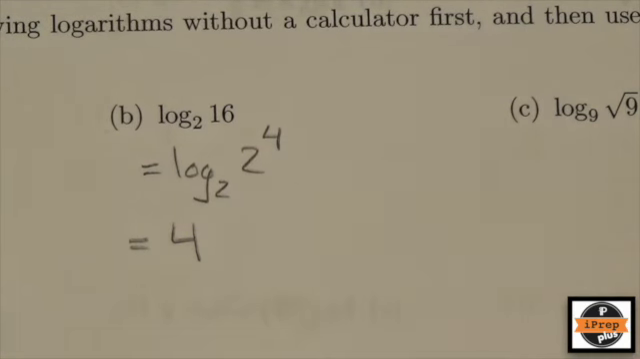Now, there's another law of logarithms, if you've seen this already, that states that we can bring down the exponent, making this 4 times the log base 2 of 2, and the log base 2 of 2 is just 1. And again, that would just be equal to 4.